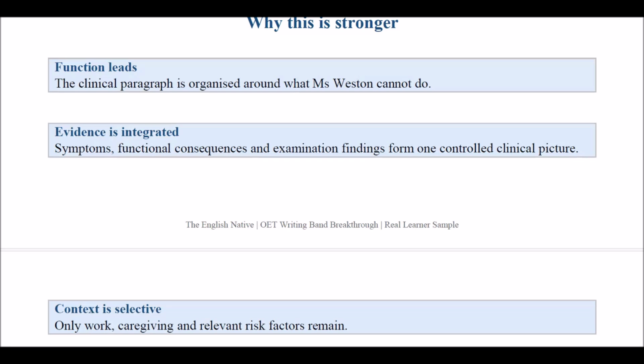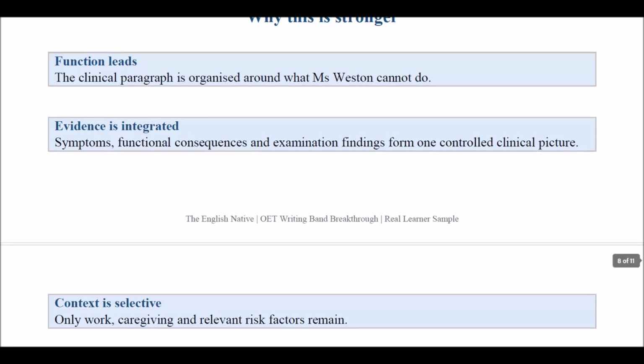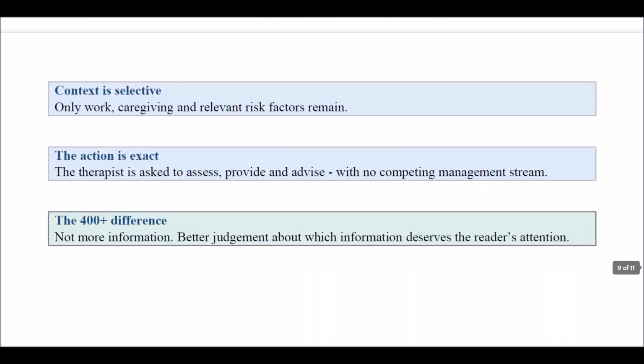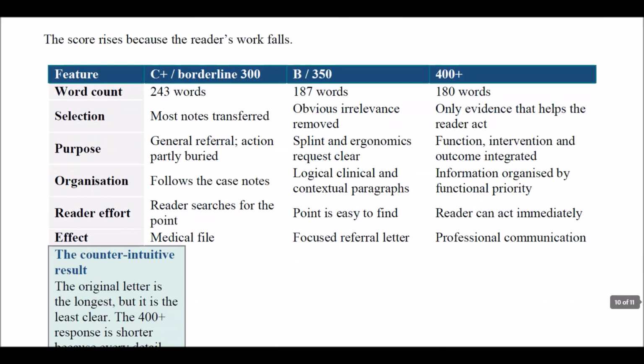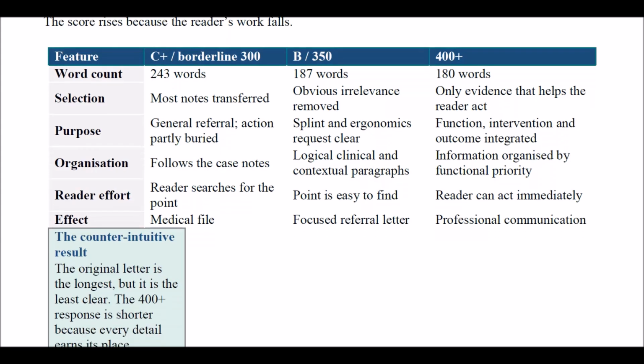So, the clinical paragraph is organized by what you can't do. The evidence is integrated. Selective. The action is exact. Okay, so I think that's pretty clear what we've got to do if we compare them. Okay, so word count goes down. More concise. More notes transferred. Obvious irrelevance removed. Only evidence that helps them act. Purpose. Okay, that's general. Splint. Okay, but that one's a lot more specific. As you can see from the 400, a lot more specific and precise.